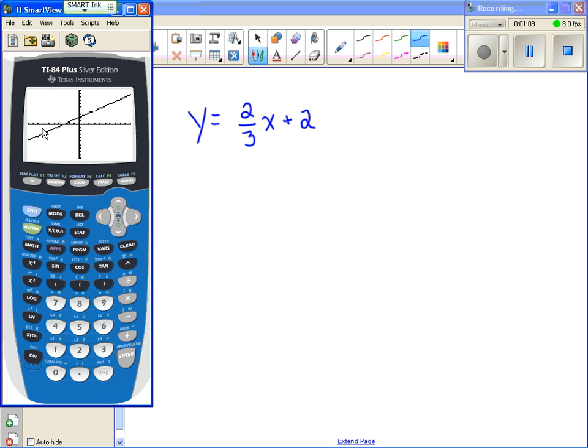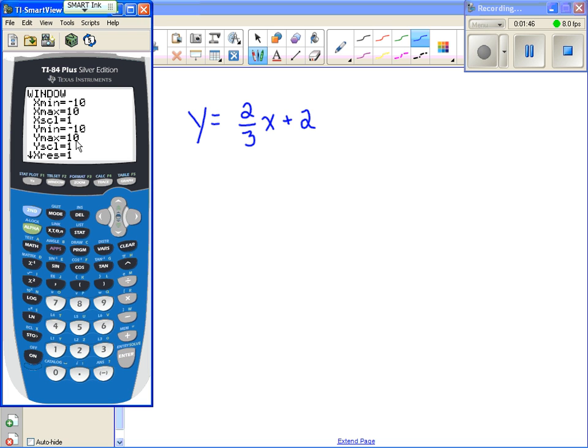Now, my window is actually set to what's called a standard viewing window. And if yours doesn't look like this, hit the key marked zoom, and go down to number 6, where it says Z standard. You can just type in the 6, and Z standard will give you this window. And if you click on the window key, you'll see it's set up where x min is -10, x max is 10, then you have a scale of 1.